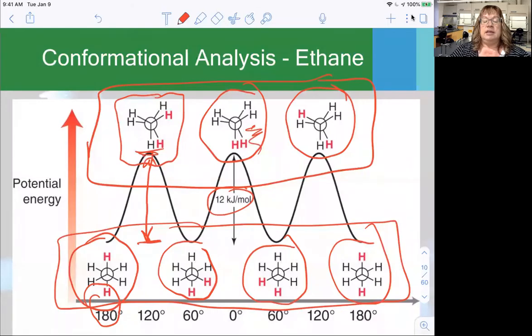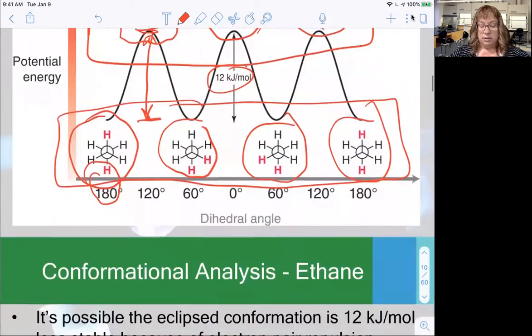So this eclipsed is going to be 12 kilojoule per mole higher in energy than any one of the staggers. But all of these eclipsed are identical in energy because I have hydrogen-hydrogen interaction, hydrogen-hydrogen interaction, hydrogen-hydrogen interaction. So it doesn't matter which one of these conformations I use, they all have hydrogen-hydrogen interactions.